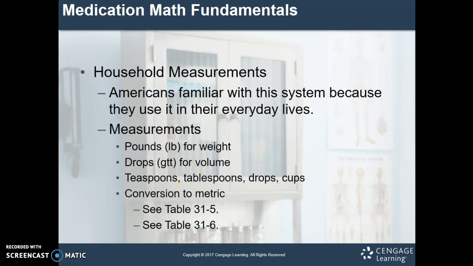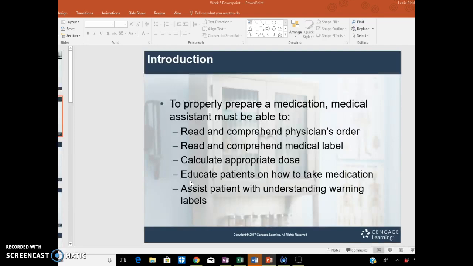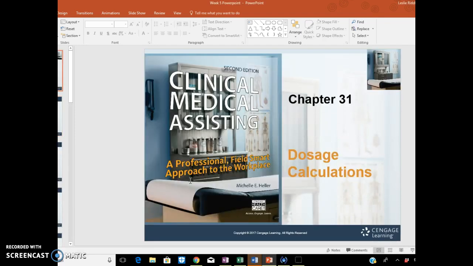Okay, so last but not least, I think this is where we finish up talking about some common measurements. Actually, I think it stops. I do believe household measurements should be included in this PowerPoint. So let's just talk about them real quick. Household measurements. The imperial system, also known as the household system.